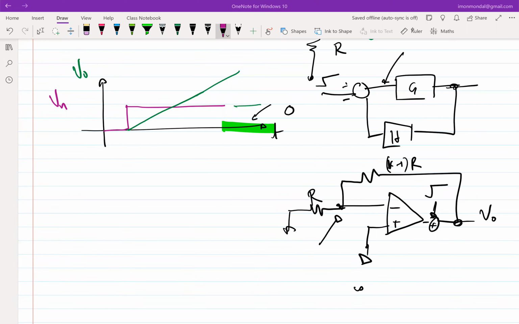No, if V0 is a step, what will be this voltage? It's a voltage divider, right? Then how is it 0? I mean, this voltage is V0 by K, isn't it? This is a resistor divider. So will it now be 0 or V0 by K, or whatever, 1 volt by K? So virtual grounding is failing.